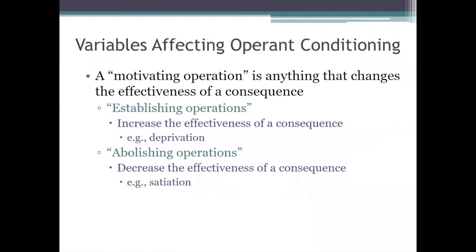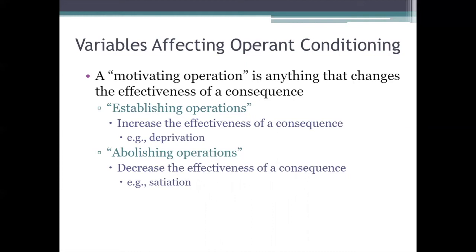And finally, guys, one last factor in operant conditioning that I want to mention here is what your textbook refers to as motivating operations, which are defined as anything that changes the effectiveness of a particular consequence. So those are called motivating operations, and there are two basic kinds of motivating operations. Establishing operations are those that increase the effectiveness of a particular consequence, and abolishing operations are those that decrease that effectiveness.